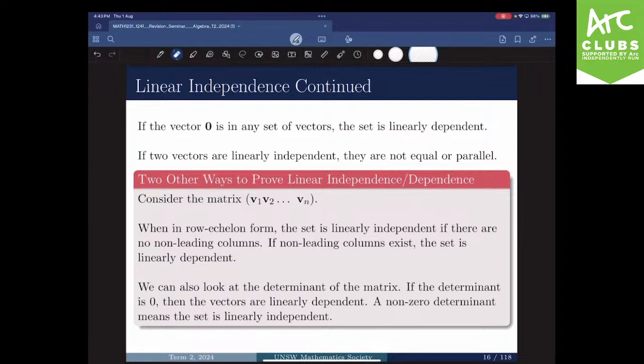Another way you can do it is if we look at the determinant of the matrix. If the determinant is 0, the vectors are linearly dependent. And if the determinant isn't 0, then the set is linearly independent. So basically, we can just put our vectors in a matrix and figure out whether our vectors are linearly independent or not from this matrix.